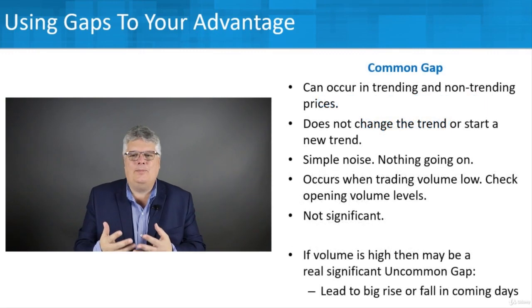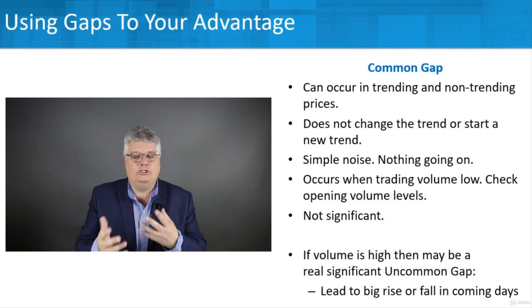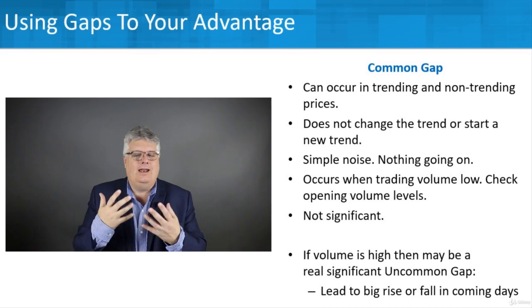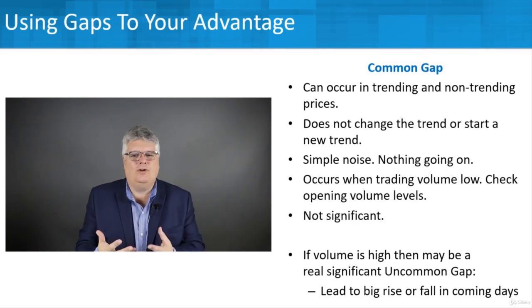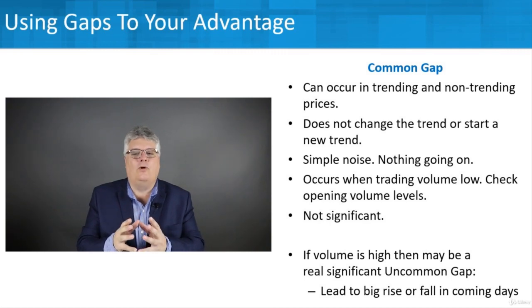A common gap is something that can occur in trending or non-trending prices, so it can occur in either one. And a common gap doesn't change the trend or start a new trend. It's common, nothing's really going on. There's a gap, yes, but it's not going to make a big difference. It's not going to change the trend or start a new trend. Those are the things we're really watching for. It's simply noise, nothing's going on.